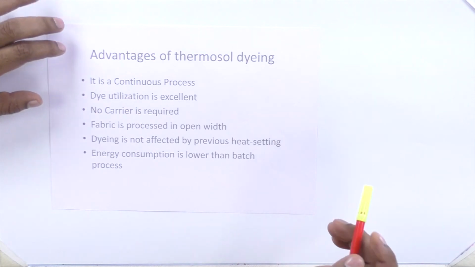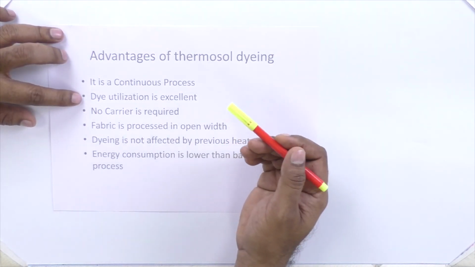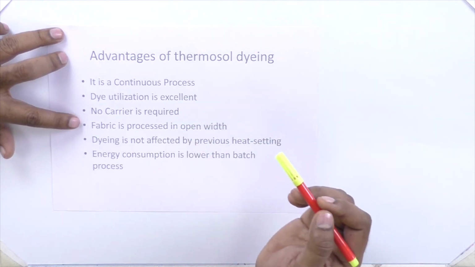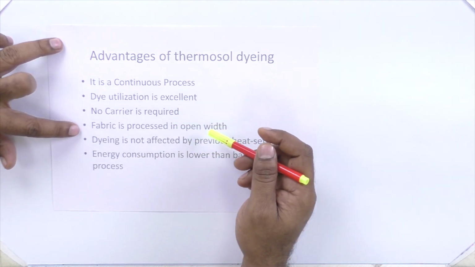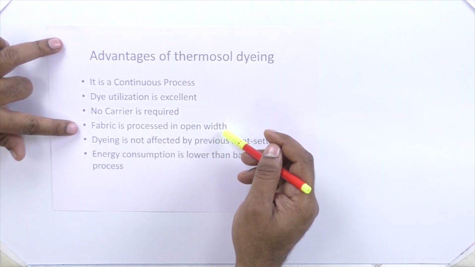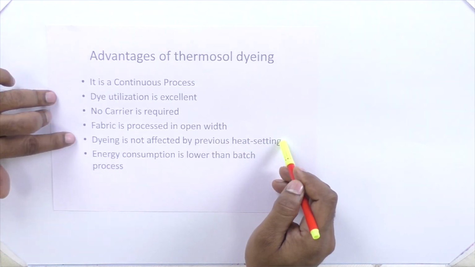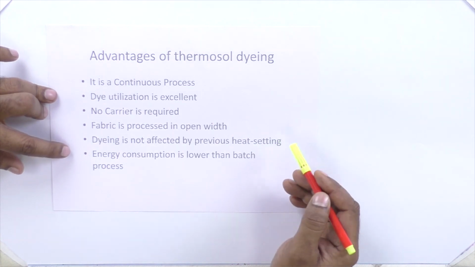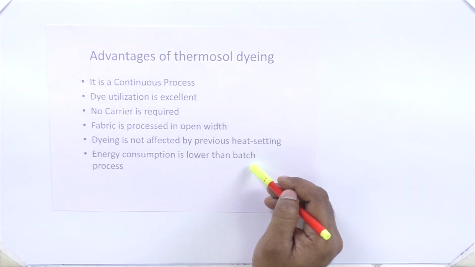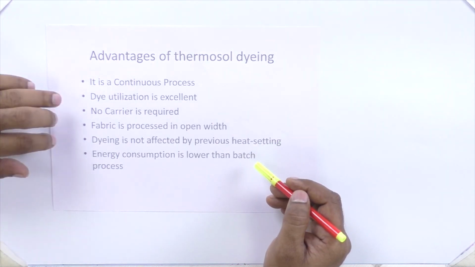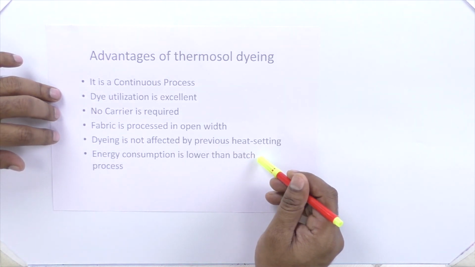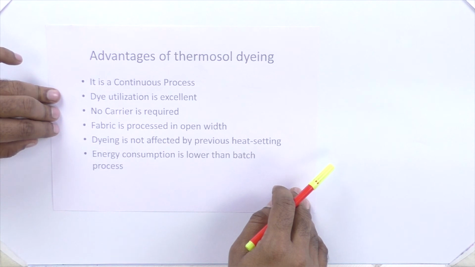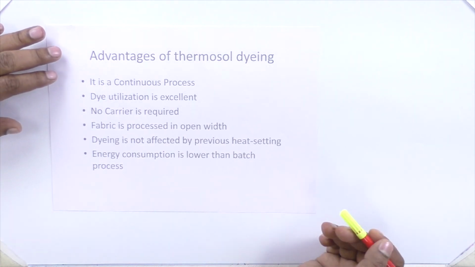Advantages of thermosol dyeing: it is a continuous process, dye utilization is excellent, no carriers are used, and fabric is processed in open form, so there will not be any crease marks. Dyeing is not affected by the previous heat setting process, energy consumption is lower than the batch process, and no water is used. That means water consumption is very low. So these are the advantages of the thermosol dyeing method. We can use any one method to dye the polyester.